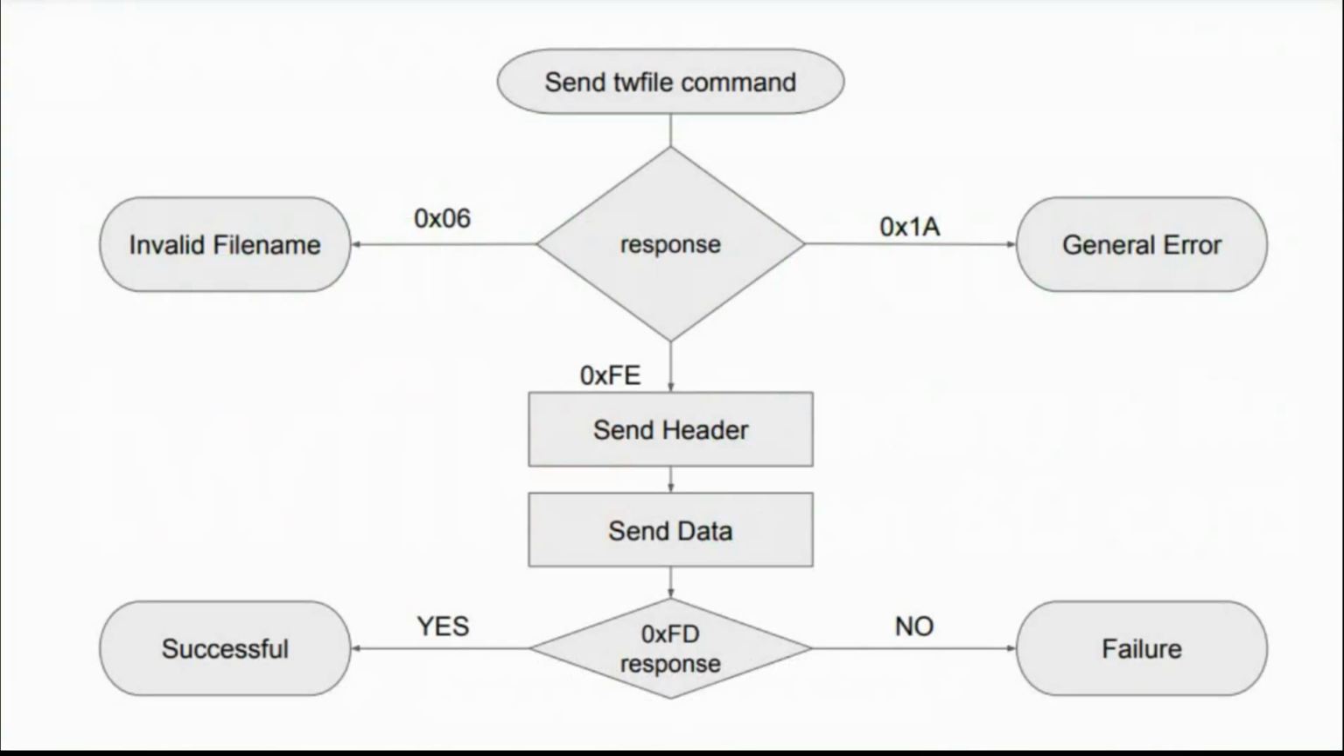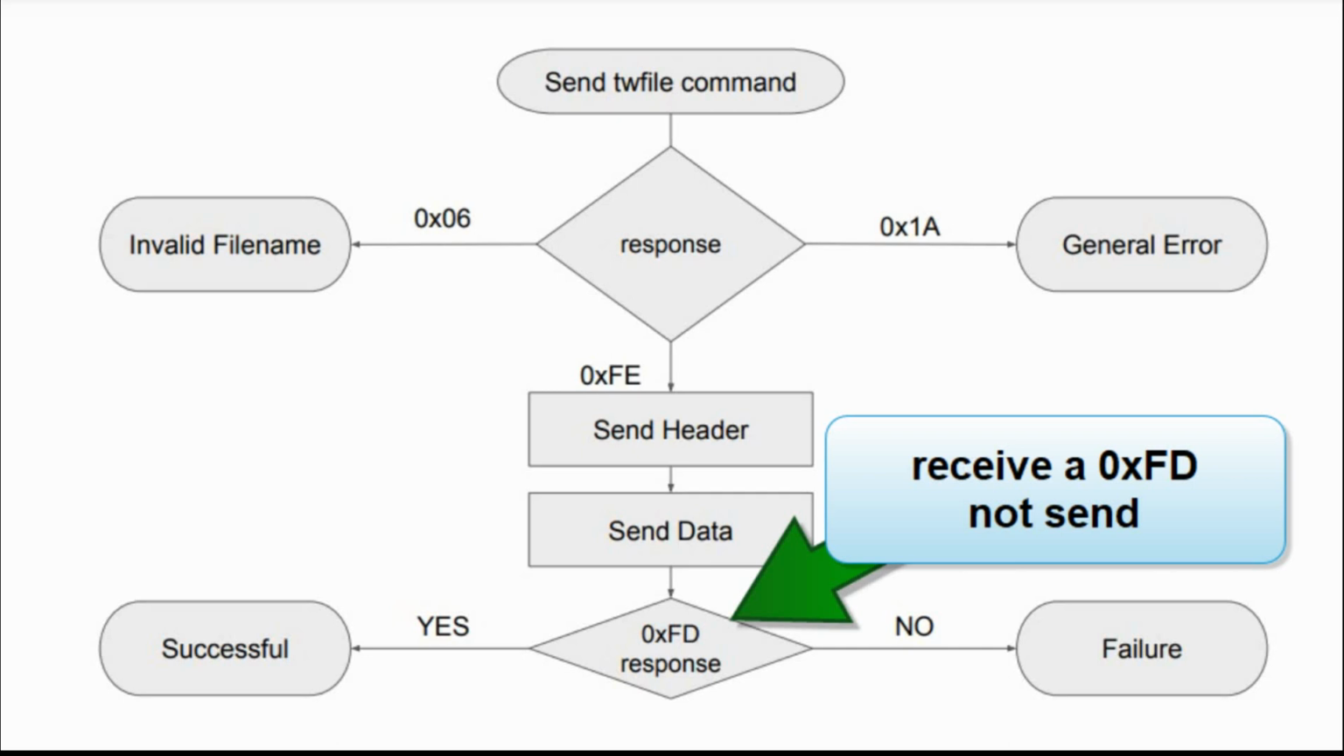This is a basic flow chart of what we're going to do today. We're going to send the command itself, and then wait for a response. We're only going to look at 3 different responses today: an invalid file name, which would be a 06, 1A, which is a general error. You get that a lot in these Nextion displays. And then the FE, which says, hey, we got the command, now we're ready for the header file, and then the data. And then if we've got everything correctly, we should send a hex FD as a response.